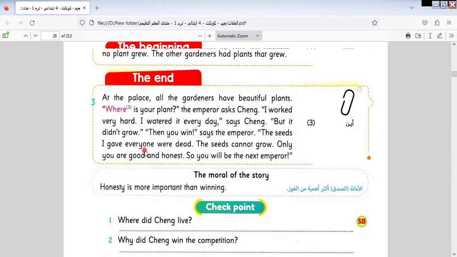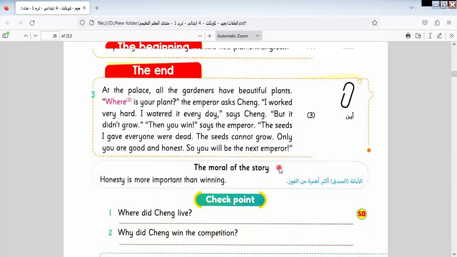Then you win, said the emperor. The seeds I gave everyone, the seeds can't grow. Only you are good and honest. So you will be the next emperor.